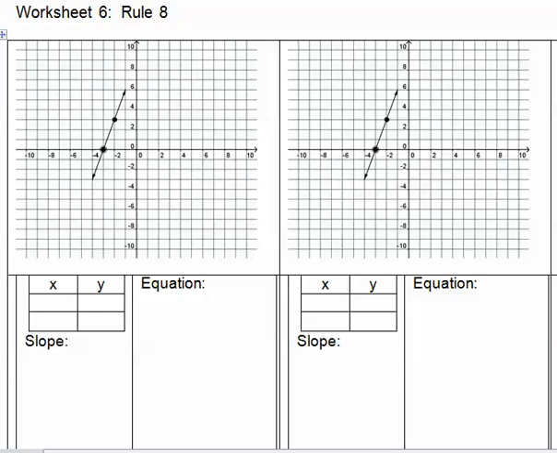For worksheet 6, we're going to do this a different way. Rather than doing the slope as rise over run, we're going to use the other one. So we've got y equals mx plus b again. For our slope, m, we're going to use delta y, change in y, over delta x, change in x.